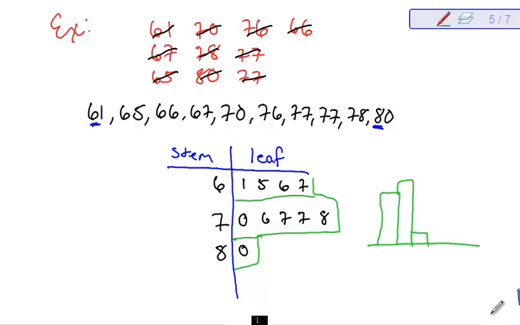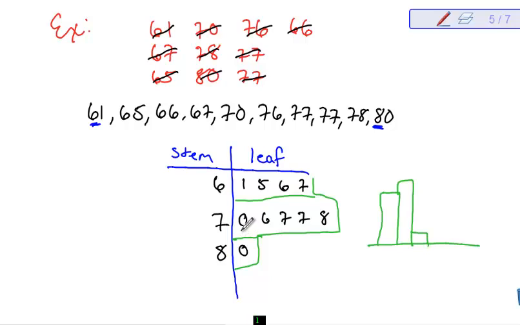Make sure that you put all of your data values in your leaf area, and again, make sure that you do not skip a stem. Even if there's no number in that area, we cannot skip a particular stem. Okay?